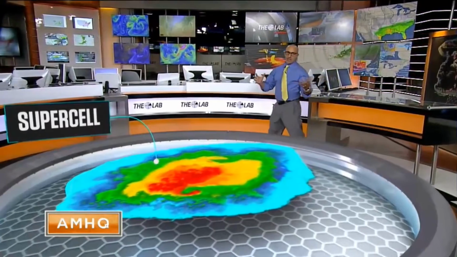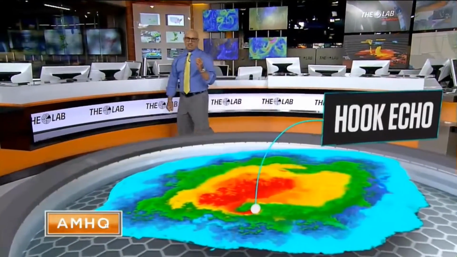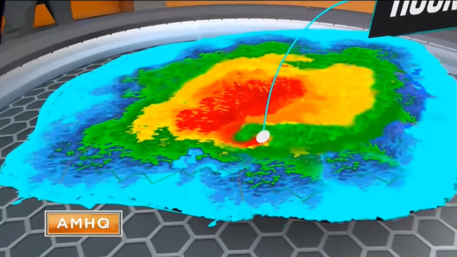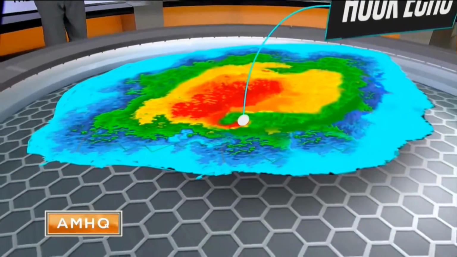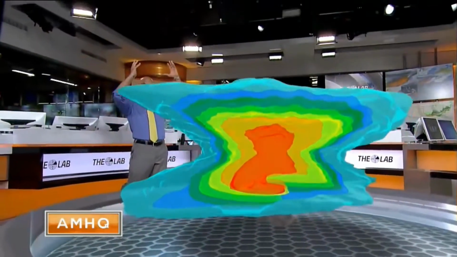It starts with a supercell, a rotating thunderstorm. But on these tornadoes, there is one thing that clearly stands out, especially when we look at radar. It is called a hook echo. That hook echo is a little appendage on the southern flank of the storm. We know that these storms aren't flat. They're in the vertical, 40, 50, 60,000 feet. So let's pull this thing up and look at it.